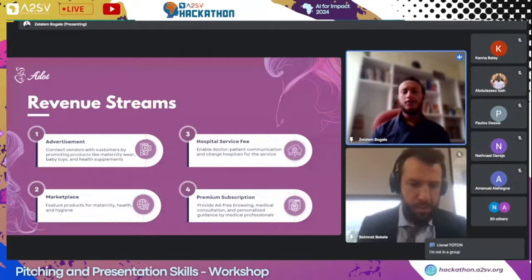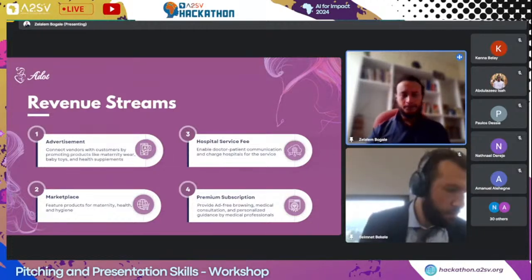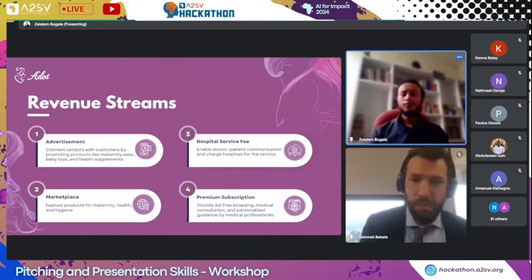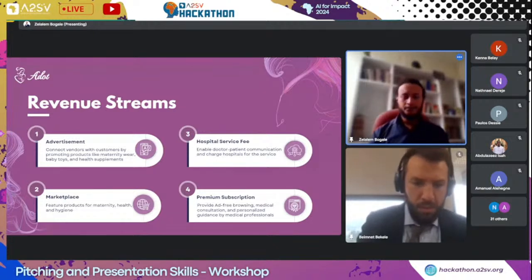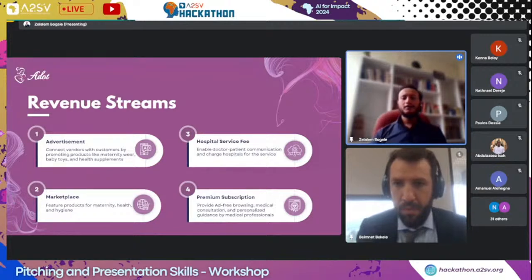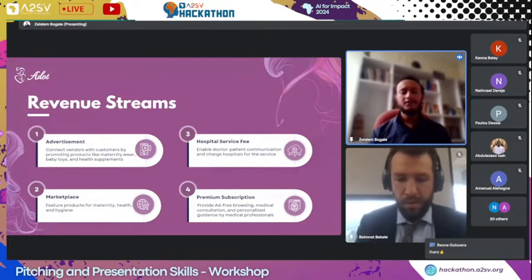So we've proposed four different types. The first is advertisement. For advertisement, we'll connect vendors with customers by promoting products like maternity wear, baby toys, and other health supplements. So when we do this, we provide an advertisement on the homepage, on different pages on our marketplace. So ad revenue can be a good source for different apps, especially if it's online based.